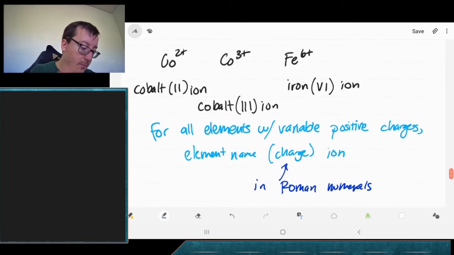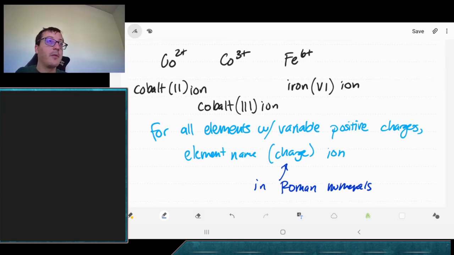So, if you have a fixed charge, it's just sodium ion. That's it, barium ion. They only have one possible charge, silver ion, zinc ion. It's just the name of the element and the word ion. For things with positive charges that are variable, meaning there are multiple possibilities, you say which one you have by putting the charge in the middle of the name. Cobalt 3 ion is cobalt 3 plus. The iron 6 ion is iron 6 plus.